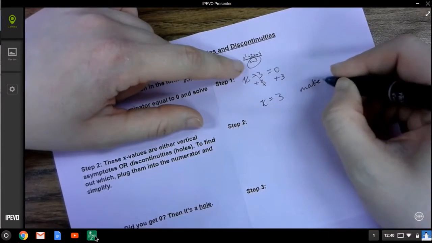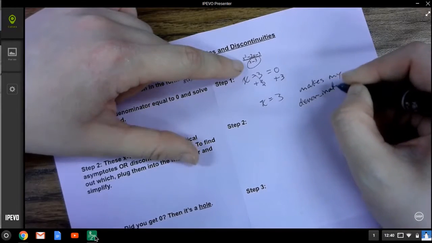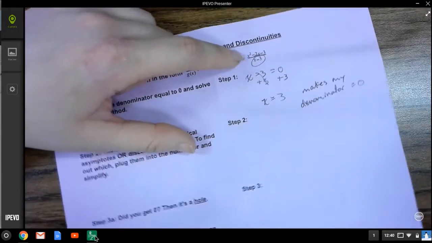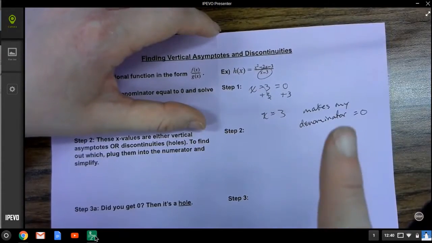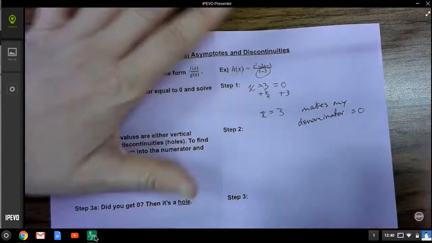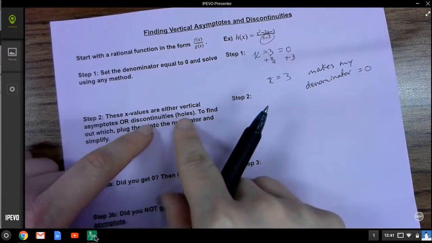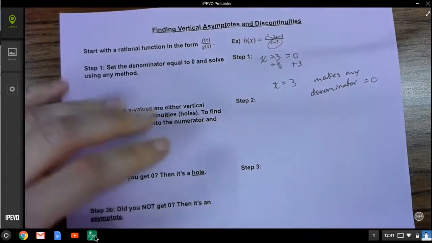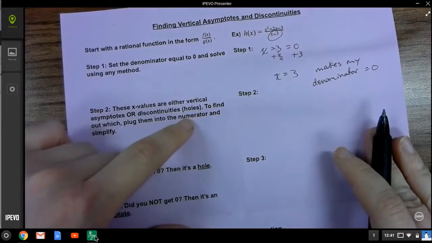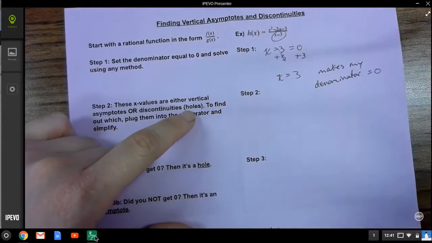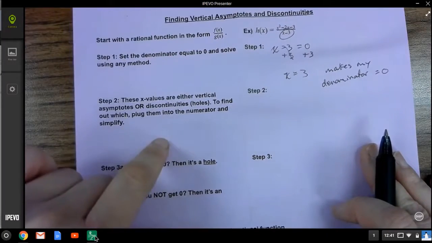This makes my denominator equals 0, which is not allowed. I cannot have a 0 in a denominator until you get to calculus class, but we're not there yet. So these x values are either vertical asymptotes or discontinuities, as we were discussing. Now, we looked at the graph. It didn't have any asymptotes, so it probably has a hole, and we need to just confirm that that's what's happening. To find out which, plug them into the numerator and simplify.